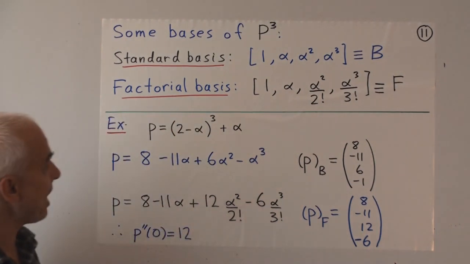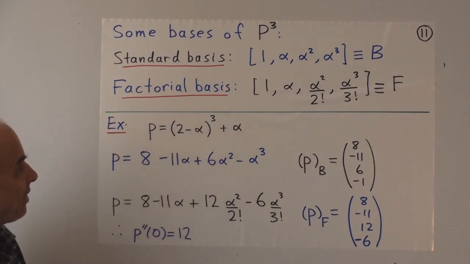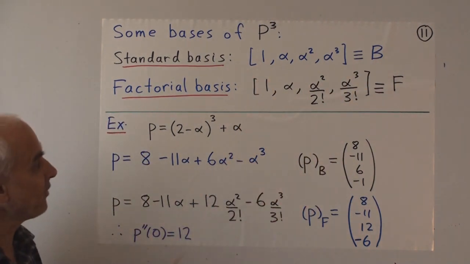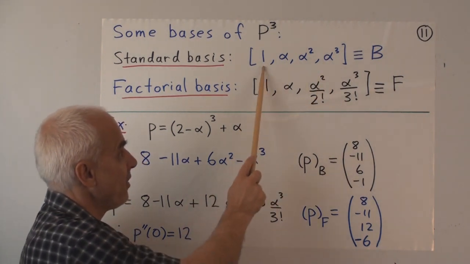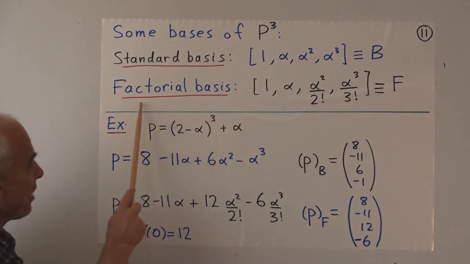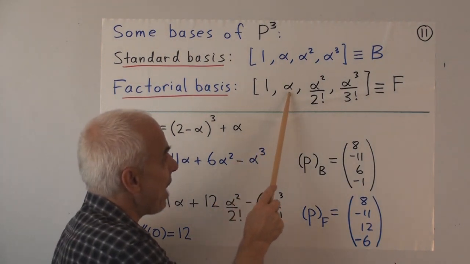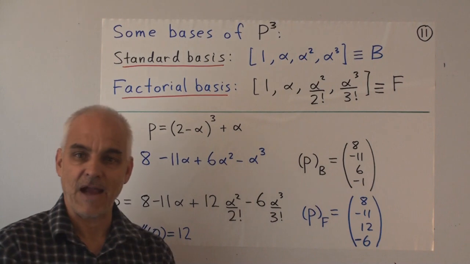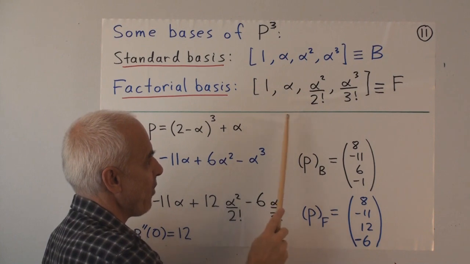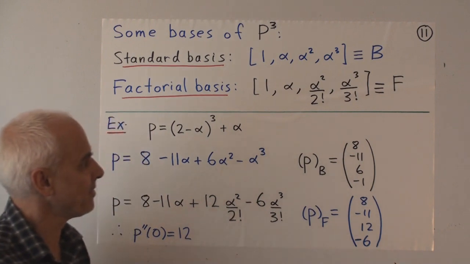We've already seen one very good example of that. Two bases that have appeared in the formulas on the previous slide. One is the standard basis, which we're calling B, consisting of just the powers of alpha: 1, alpha, alpha squared, and alpha cubed. Now another basis, which we might call the factorial basis, is the powers of alpha divided by the appropriate factorial. So there's 1 divided by 0 factorial, alpha divided by 1 factorial, alpha squared divided by 2 factorial, and alpha cubed divided by 3 factorial.